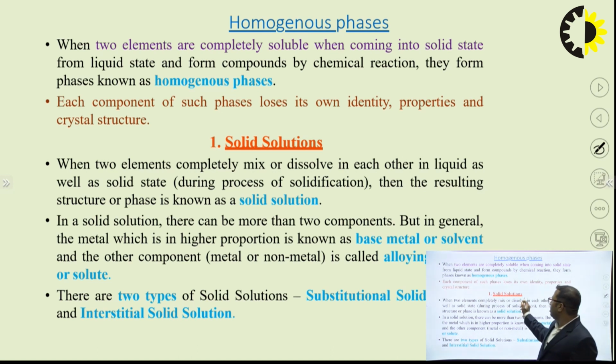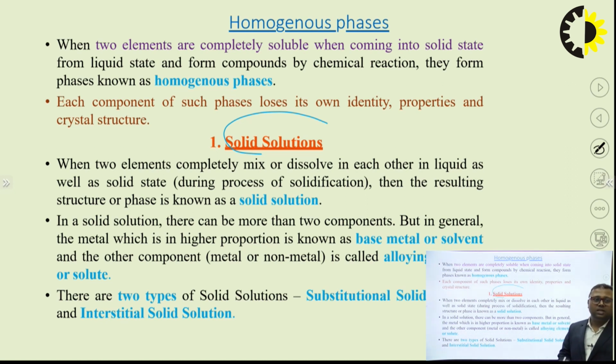Coming to the solid solution: when two elements completely mix or dissolve in each other in the liquid as well as the solid state during the process of solidification, the resulting structure or phase is known as a solid solution. In a solid solution there can be more than two components, but in general the metal present in the higher proportion is known as the base metal, and the alloying element present in a very small quantity is known as the solute or the alloying element.